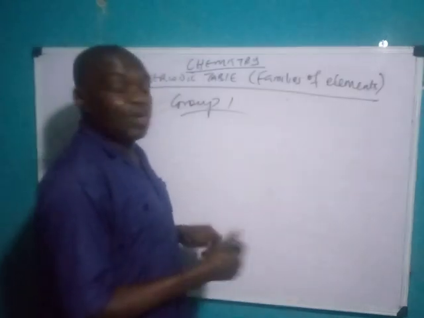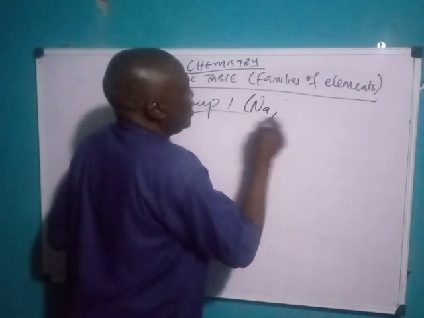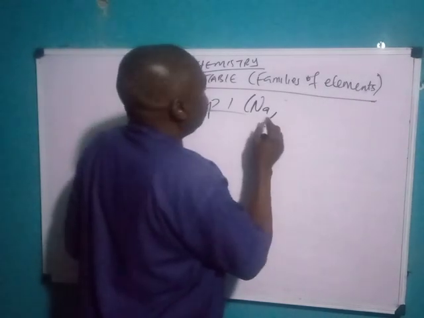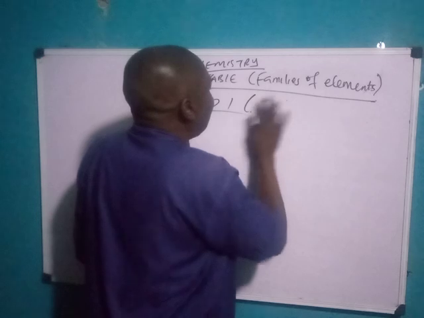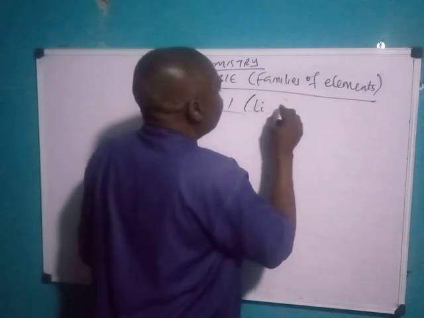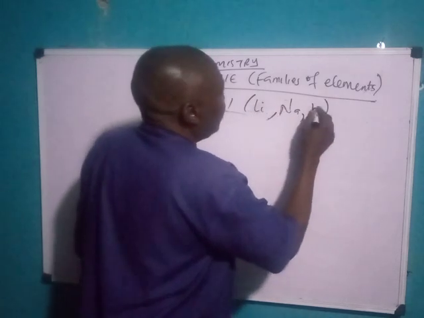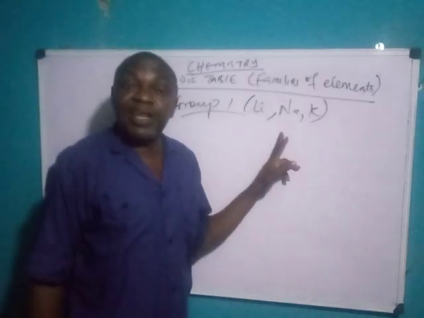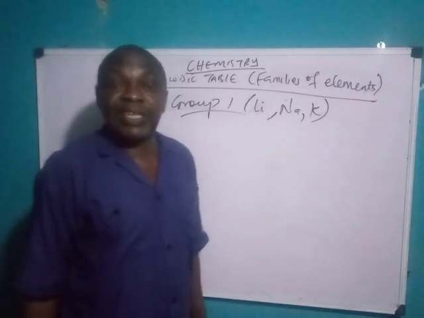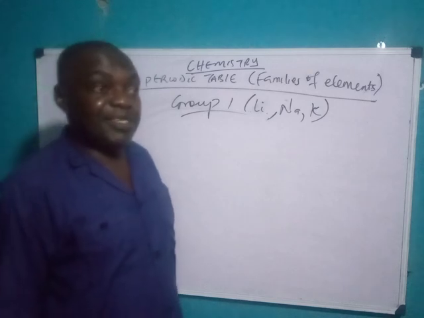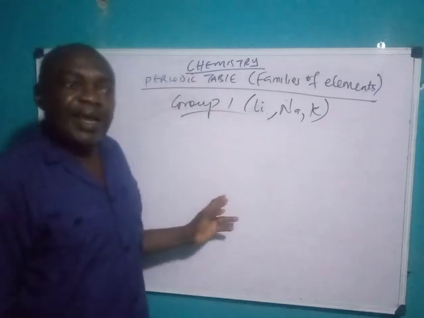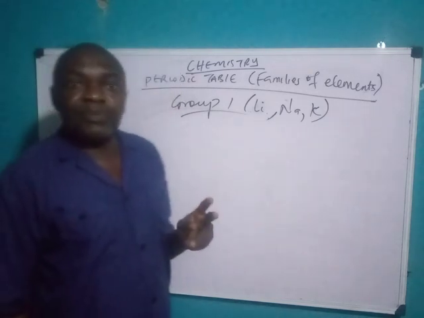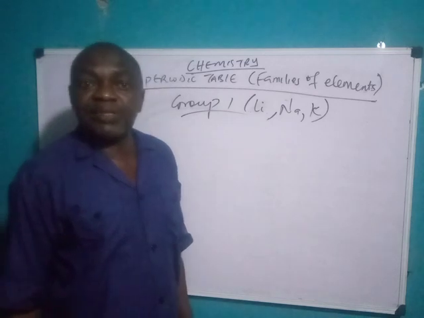Examples of such a group: you have sodium. These are the symbols. First of all, you have lithium, sodium, and potassium, based on the first 20 elements. All these are group 1 elements because they have 1 electron in the outermost shell. Remember we said they are univalent. Again, all group 1 elements release 1 electron from their outermost shell.